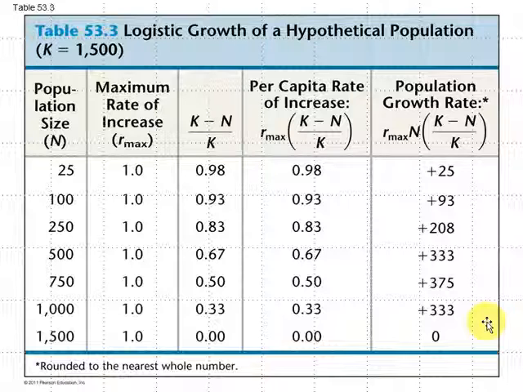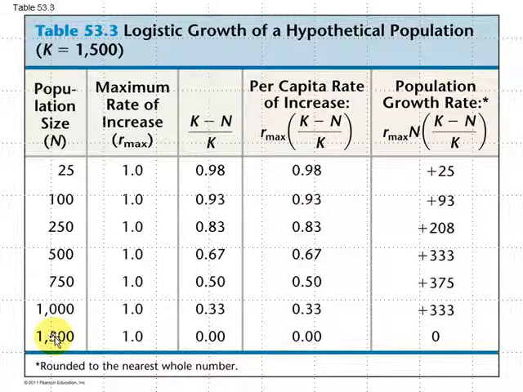Here's a table of figures that would show logistic growth of a hypothetical population, and they are saying that K, or carrying capacity, in this case is 1,500. So the maximum number of individuals, of creatures, that this area could support is 1,500. We're going to start out with a population size of 25, and we're going to go all the way up to that maximum carrying capacity of 1,500.